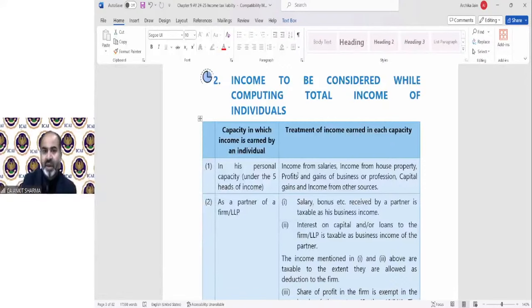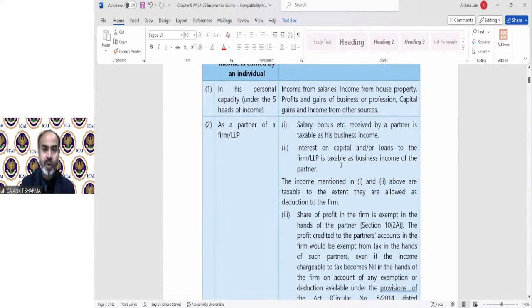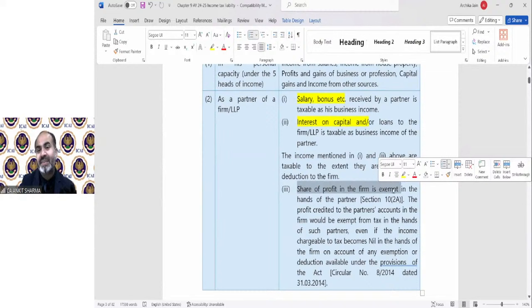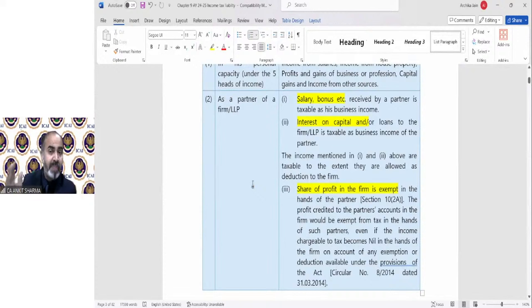As a partner of a firm or LLP, they can have their individual income from the salary head, business head, house property, PGBP, or other sources. But they will also receive something from the firm or LLP: salary, bonus, etc., the taxable portion, and interest on capital or loan from the firm or LLP. We have discussed that in the PGBP provisions, so we are not going to repeat it. The profit part of the firm is exempt under Section 10(2A), which we also went through in PGBP in the partnership firm topic.